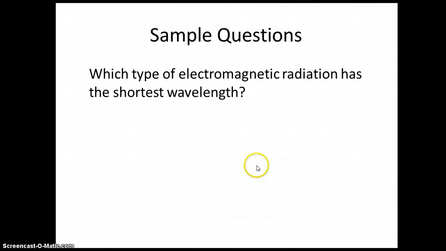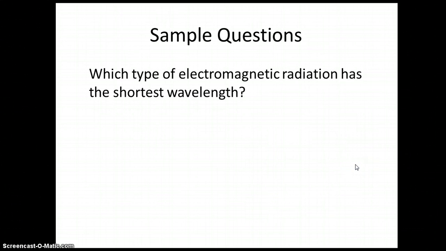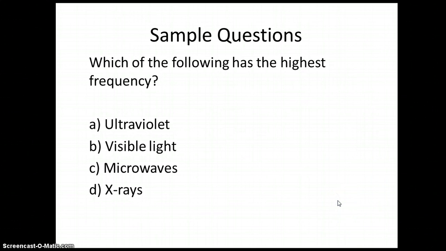Okay, sample questions. Which has the shortest wavelength? Okay, this answer is gamma ray. Using the mnemonic, gamma ray. This one you have to memorize. Sorry, no choice. Okay, highest frequency, X-ray, right?